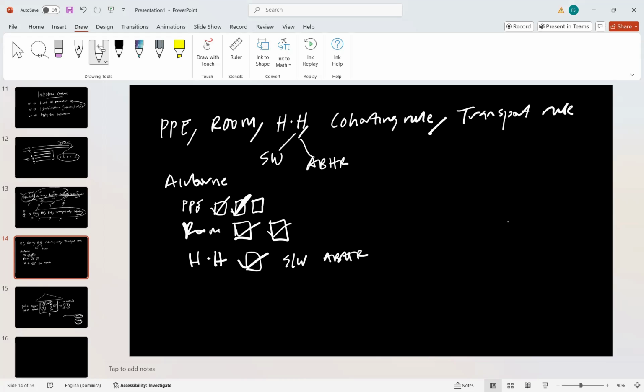Now, for the cohorting rule, right? Do we cohort with airborne or no? No. All right, this is correct.